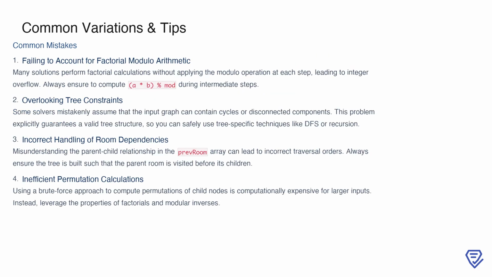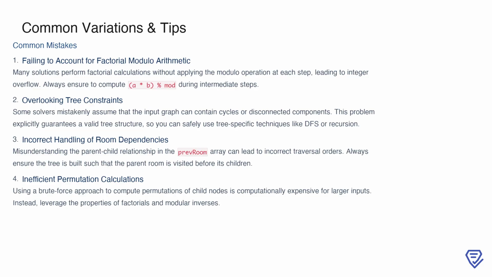One of the most common mistakes when solving this problem is failing to account for factorial modulo arithmetic. Factorials grow incredibly fast, and without applying the modulo operation at each step, you risk integer overflow, which can lead to incorrect results. Always ensure that when you compute (b), you immediately apply the modulo operator to keep the values manageable. Another frequent issue is overlooking the tree constraints of the problem.